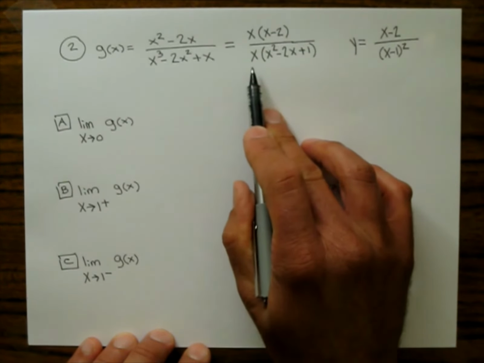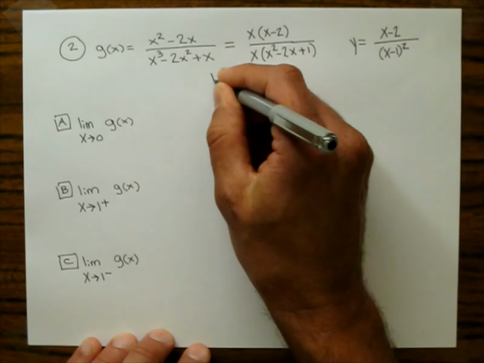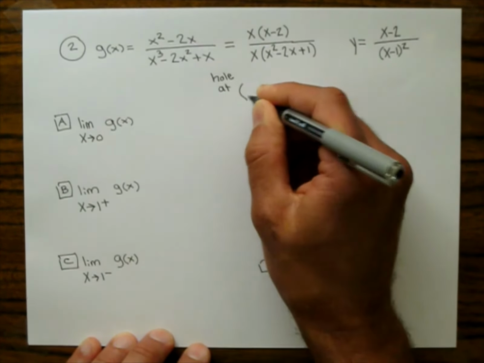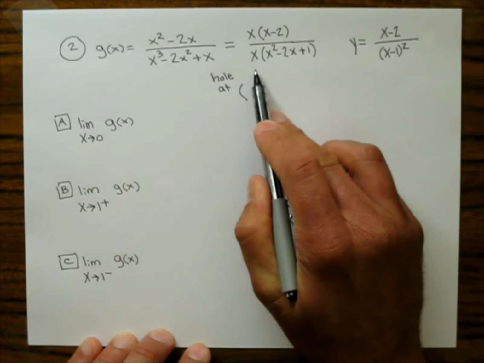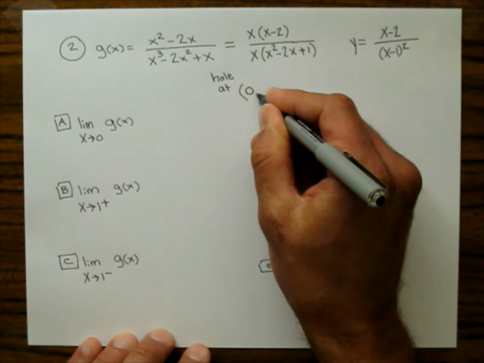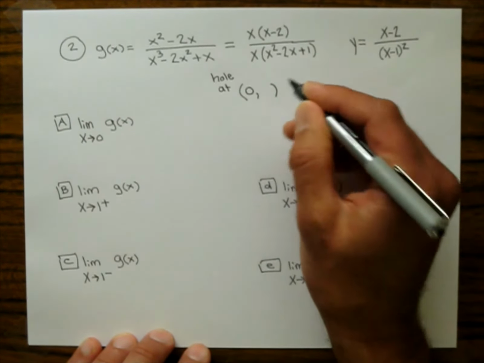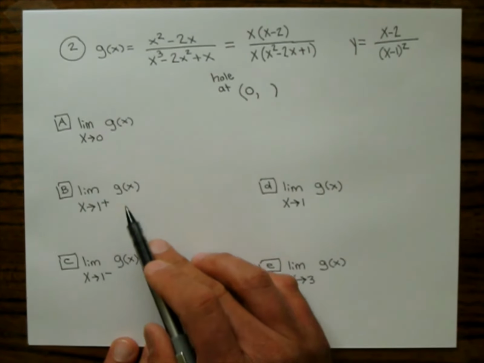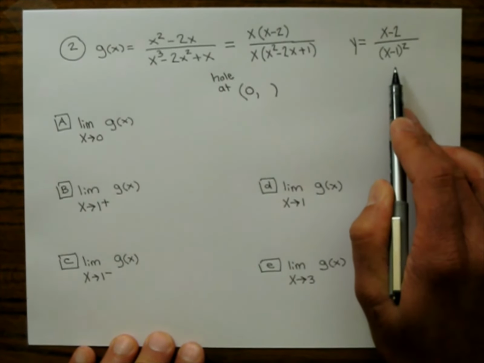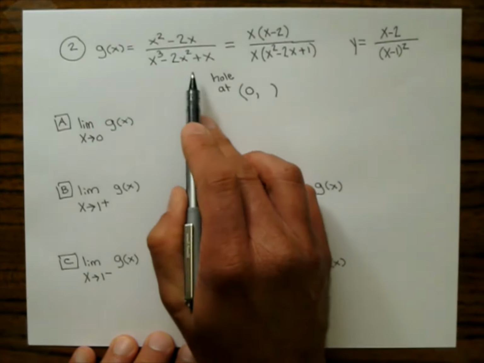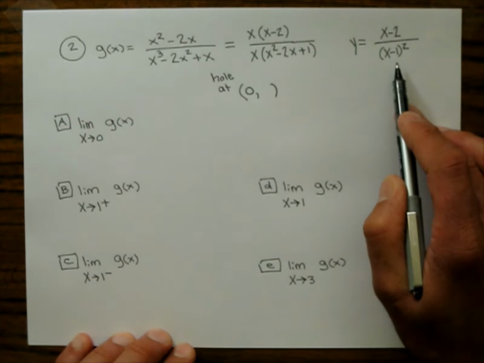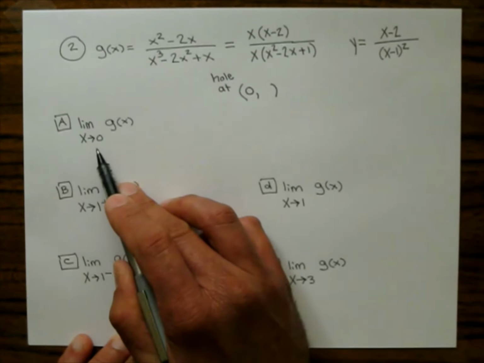So when we canceled that x, we found that the original graph G has a hole at the value that makes that undefined for this one right here, which is 0. So the hole's at 0, comma, something. So when we do these limit problems, and there's 5 of them, we want to use this simplified version and not this version, because this is going to be a lot easier to analyze. So let's go ahead and do the first one. The limit of g as x approaches 0.